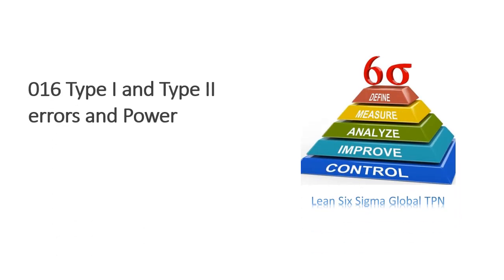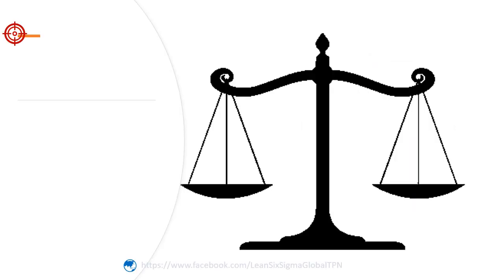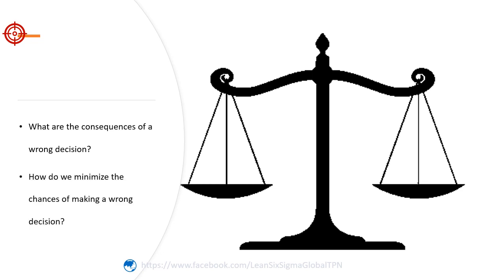Hello friends. So let's talk about type 1 and type 2 errors and power. Because statistics are based on a sample of the population, decisions based on those statistics could be wrong. So what are the consequences of a wrong decision, and how do we minimize the chances of making a wrong decision?